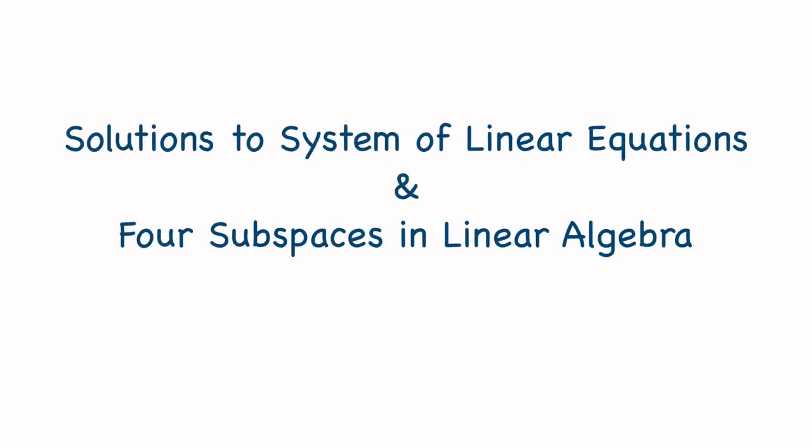Hello everyone. In this video we will be discussing solutions to a system of linear equations and also the four subspaces in linear algebra. A system of linear equations can be represented as shown in the slide. Ax is equal to b, where A is a matrix of dimension m cross n, x is a vector of dimension n cross 1, and b is a vector of dimension m cross 1. So this is a very generic expression.